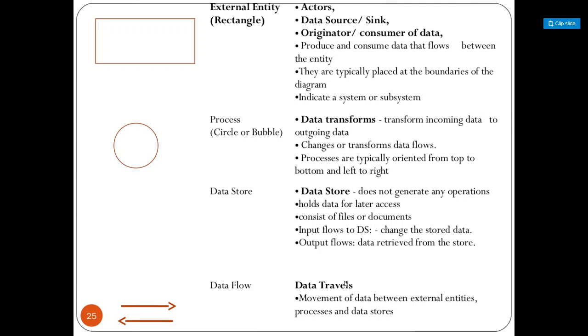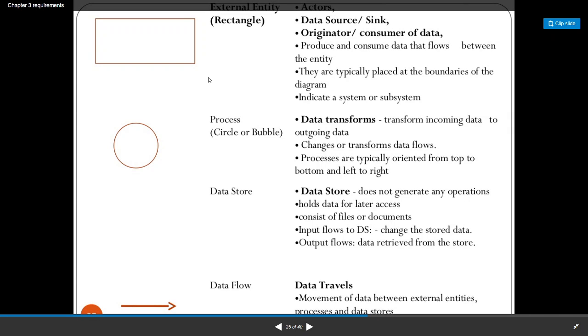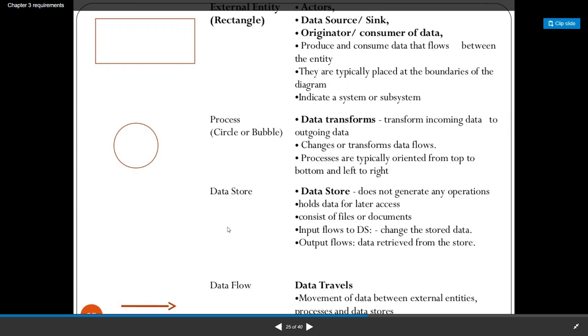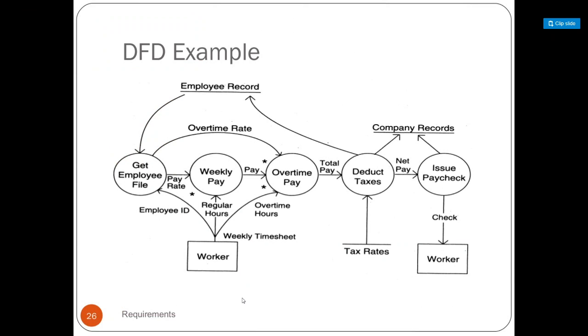See, these are the indications that are used. A rectangle is for a data source and sink, a circle, also called a bubble, is for a process, and it shows the data transforms, how the data flows and all that. And a data store is shown too. The arrow mark is for the data flow. Say this is the DFD.